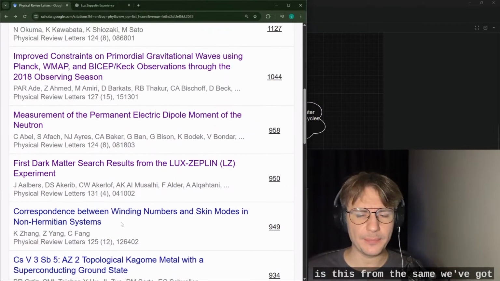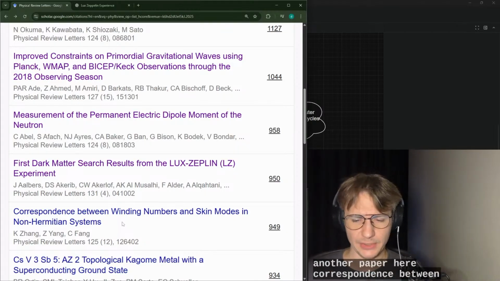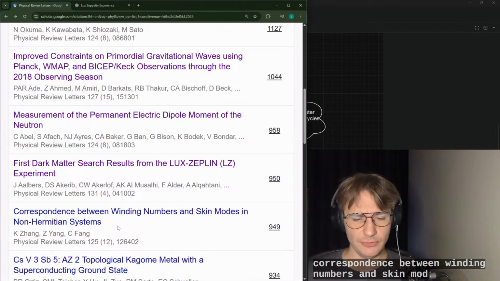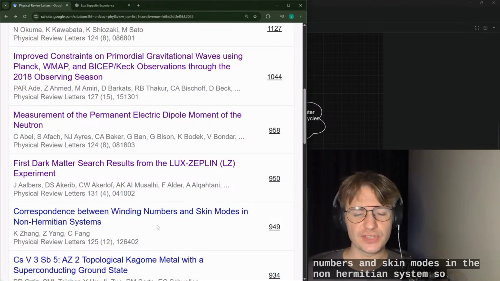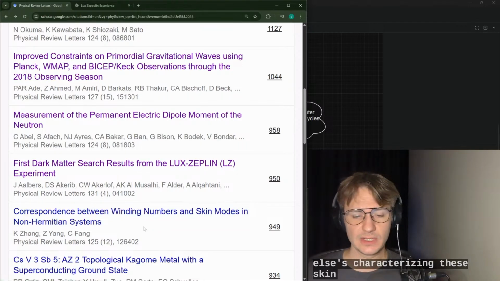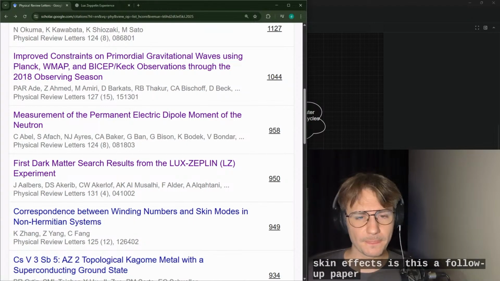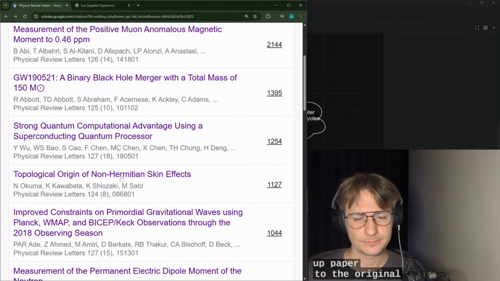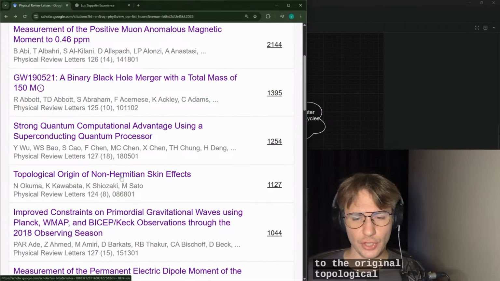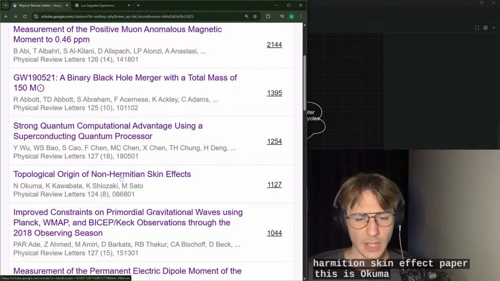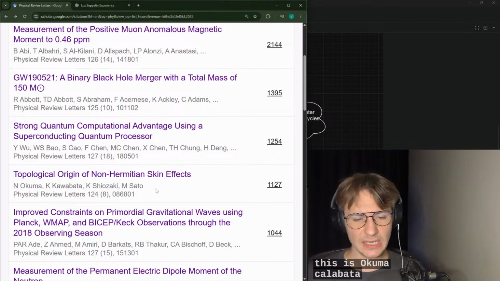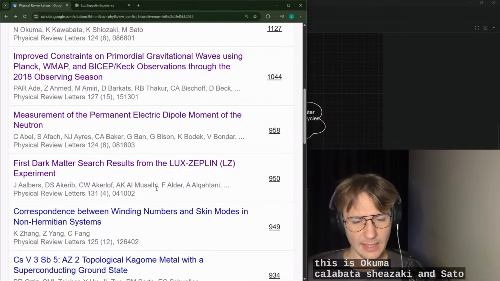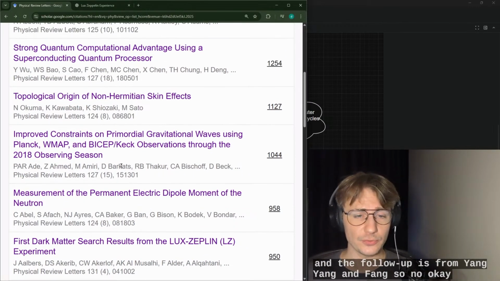We've got another paper here, correspondence between winding numbers and skin modes in non-Hermitian systems. So someone else is characterizing these skin effects. Is this a follow-up paper to the original topological origin of non-Hermitian skin effect paper? That one is Okuma, Kawabata, Shiozaki, and Sato, and the follow-up is from Zhang, Yang, and Fang. So no, okay, these are separate groups.